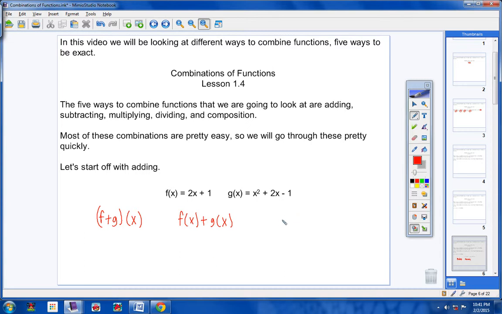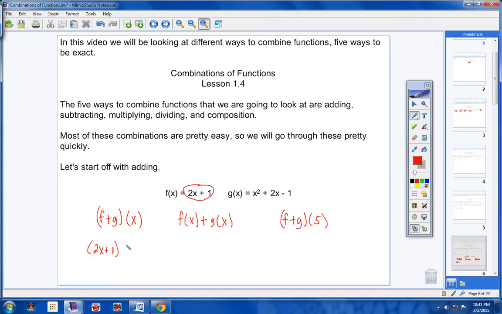Now, if you ever saw this notation, that just simply means to add the two functions together, and whatever expression you get out, then put 5 in for x everywhere there's an x, okay? So, let's come over here. Let's add these two functions together, f plus g. So my f function is 2x plus 1. It's always safe to put these in parentheses, just to make sure there's no confusion on your signs.